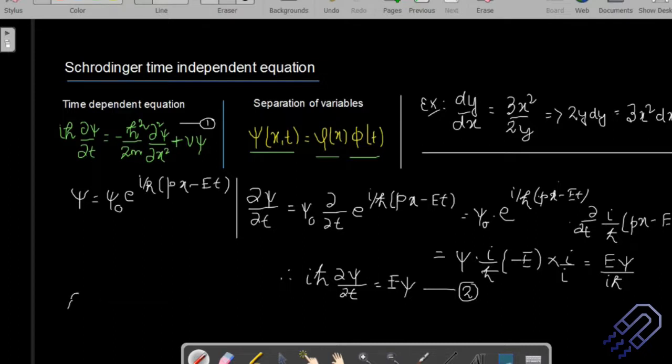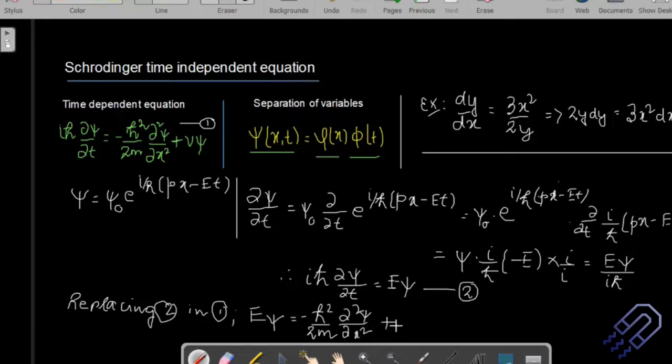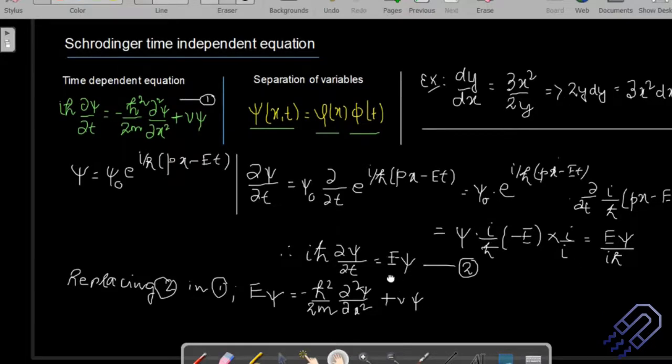Now we can replace 2 in 1. So let's just do it. Replacing 2 in 1, we take this entire term and write it as E psi. So I will simply write E psi is equal to minus h cross square by 2m into del square psi del x square plus V psi. Now we are going to use the concept of separation of variables.